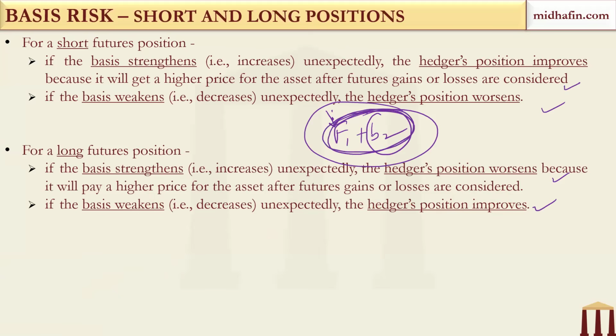So if the question is asked in the exam, this particular slide can have two kinds of questions. One is, of course, with respect to this directly. What will happen to the short futures position if the basis strengthens? The position will improve, of course. And the other question is how much price will be paid, or how much price will be received? How much price will be paid by the long? F1 plus B2. How much price will be received by the short? F1 plus B2. Just remember F1 plus B2. B2 is the final basis. F1 is the initial futures price.